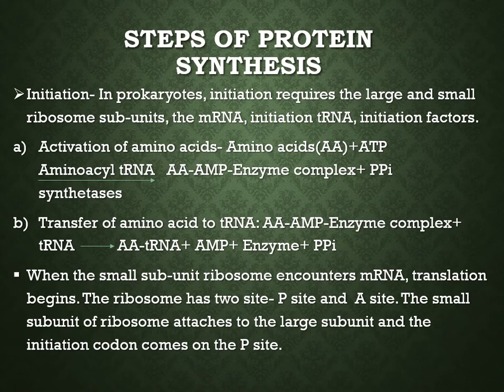So when the small subunit of the ribosome encounters mRNA, translation begins. The ribosome has two sites, the P site and the A site, that is the peptidyl site and the amino acyl site. The small subunit of the ribosome attaches to the large subunit and the initiation codon comes on the P site.